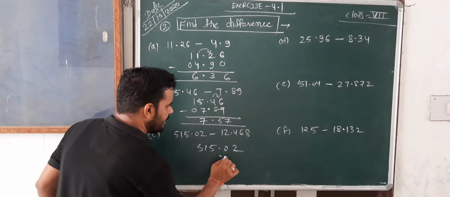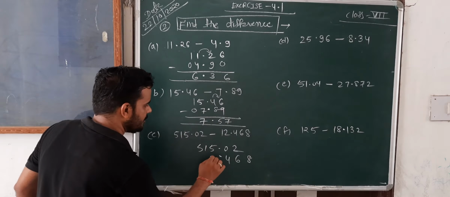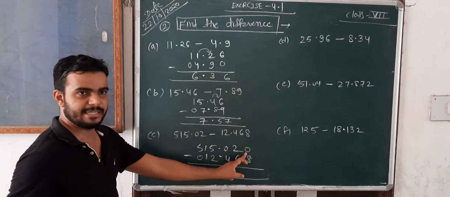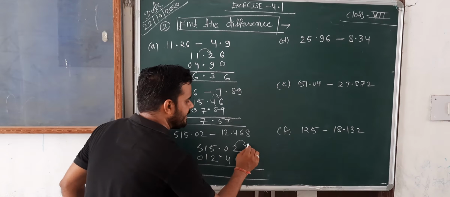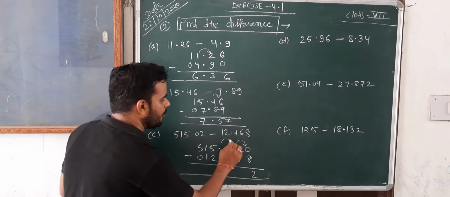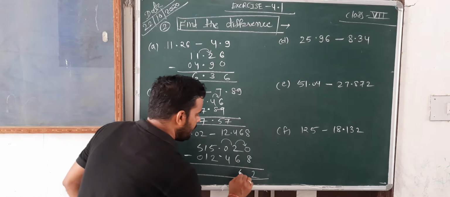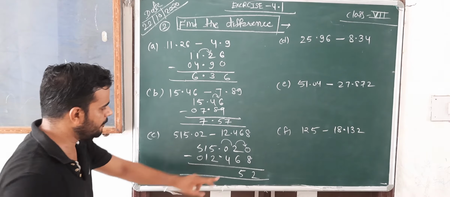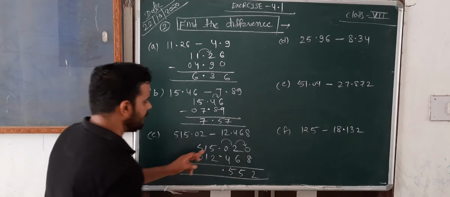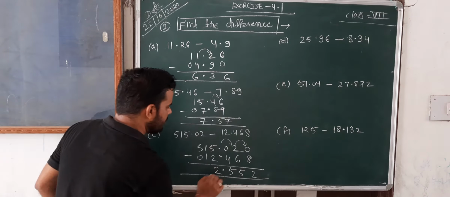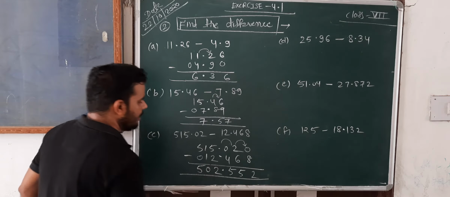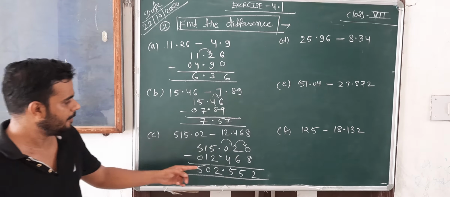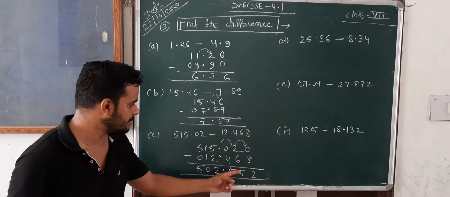So the next one, 515.02 and 0.468. Afterwards 2 and 1. So now subtract 0 and 0. So here just see 0 minus 8, it means carry from here, then 10 minus 8 then 2. Afterwards carry from here, then 11 minus 6 then 5. Then carry from here, 9 minus 4 then again 5. Afterwards 4 minus 2 then 2. 1 minus 1 is 0, and so the answer is 502.552. Any doubt? This is the way to solve this type of questions.